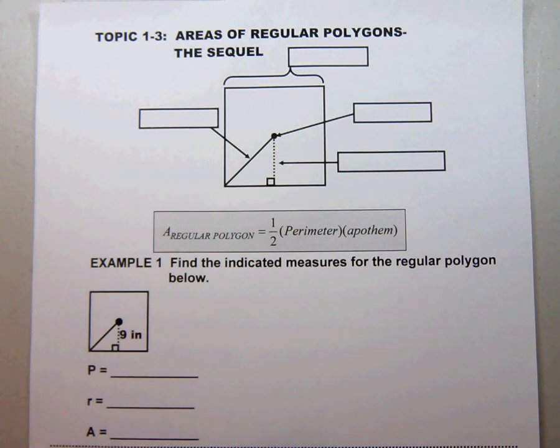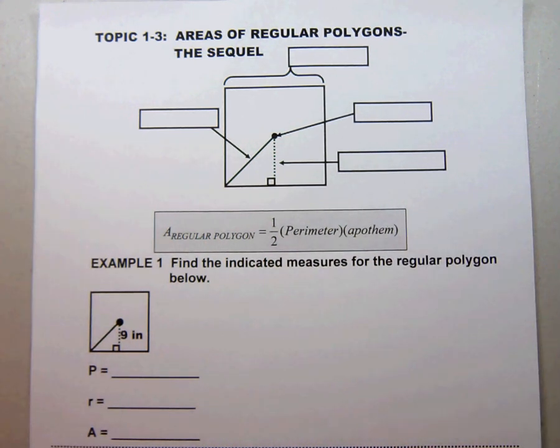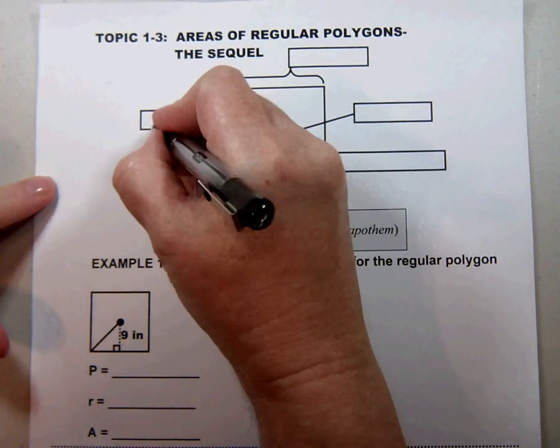Okay, we're in topic 1.3. This is areas of regular polygons. It's a continuation, really. We've already done one with triangles. Now we're going to do one using a square. If you remember, the line that connects the vertex to the center point is called the radius.